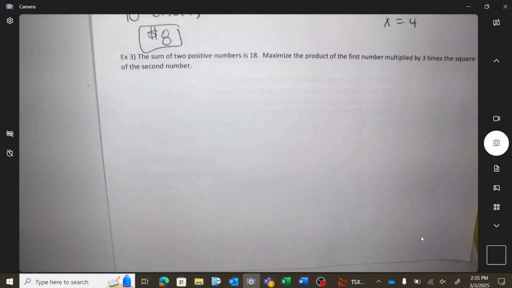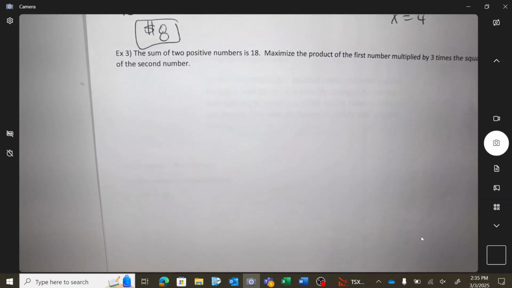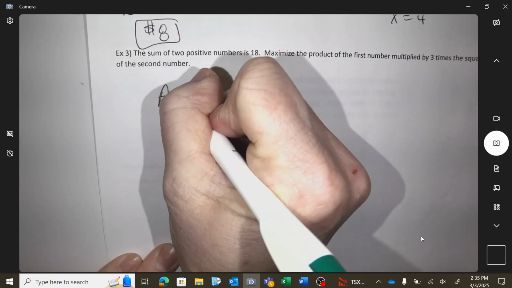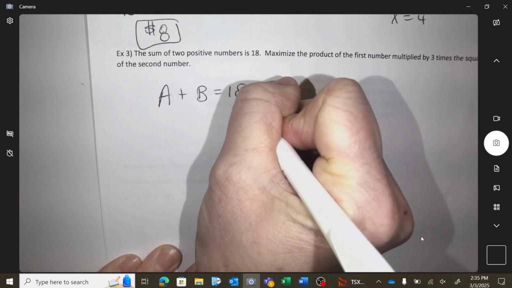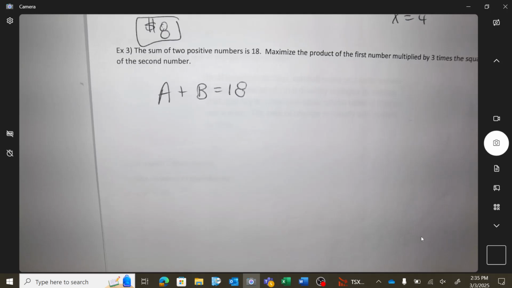Okay, number 3, the sum of 2 positive numbers is 18. Can you write me math? Go. Sum of 2 numbers is 18. Write me something. Blank plus blank equals 18. You could have used different letters. I don't care. A plus B.